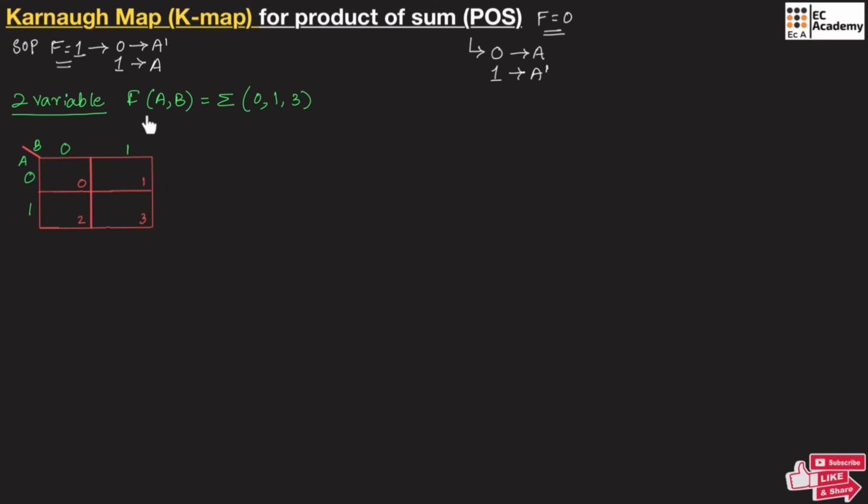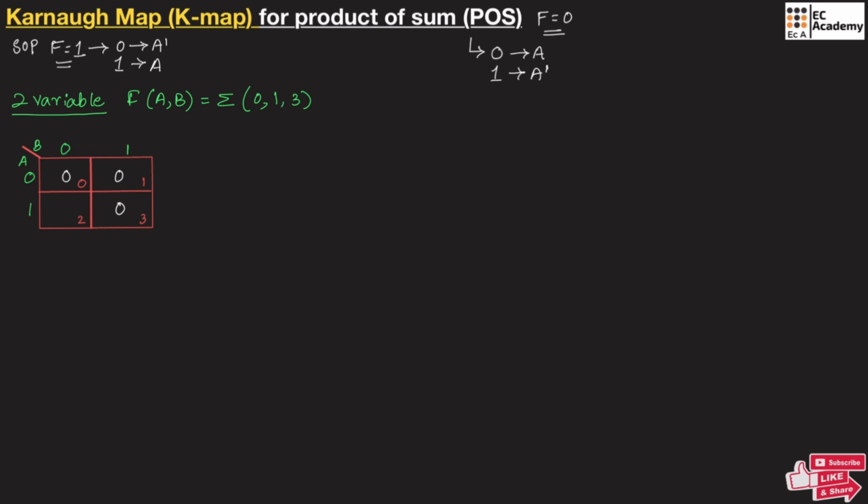Now in this example, two variables are given. For these two variables, the output is 0 for minterms 0, 1 and 3. For 0, 1 and 3, we need to write 0. So we write 0, 0 and 0. In the other cell, you can write 1.